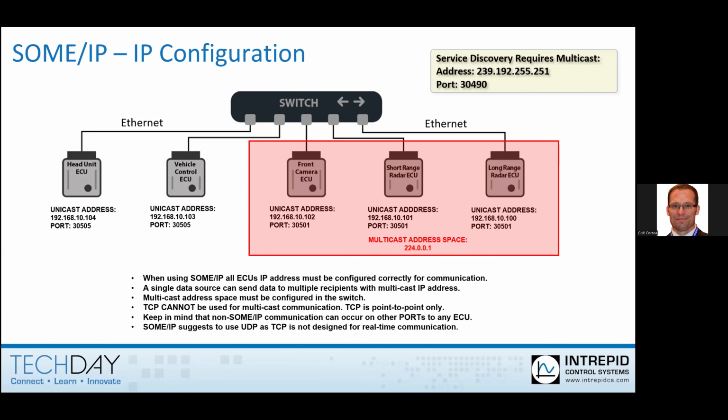Okay. So here's an example of some IP network, or let's say an Ethernet network that supports Some/IP. We have 5 different ECUs. And if we're going to use service discovery, as I mentioned, we have to have a multicast address space. So of course, we're using just IPv4 because that's simpler to represent than IPv6. So here's an IPv4 multicast address that has to be baked in, that has to be programmed that way into the system. The system has to recognize this address space. And this is going to be defined inside the ARXML file.